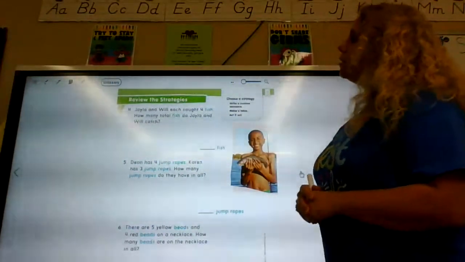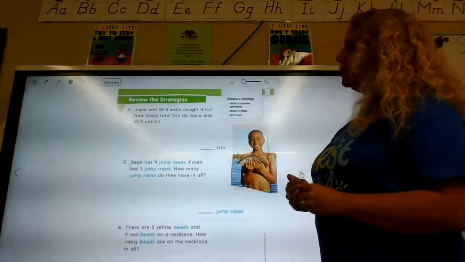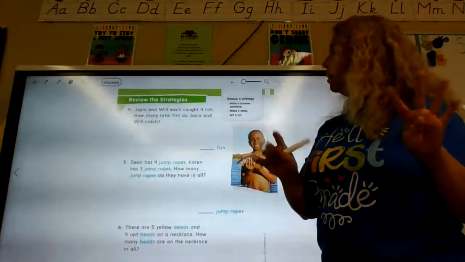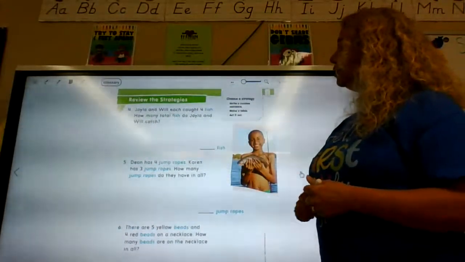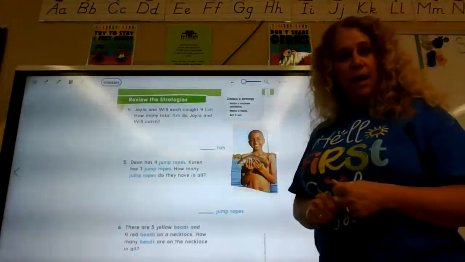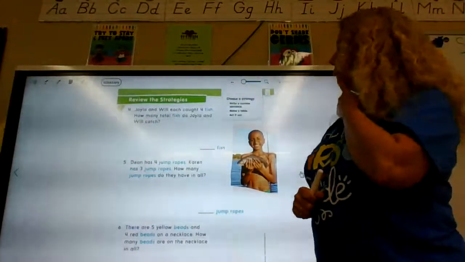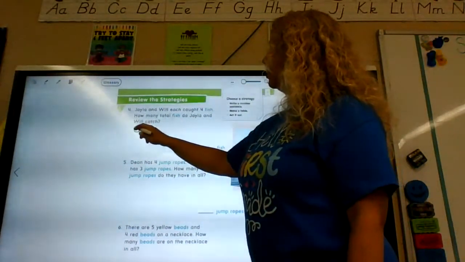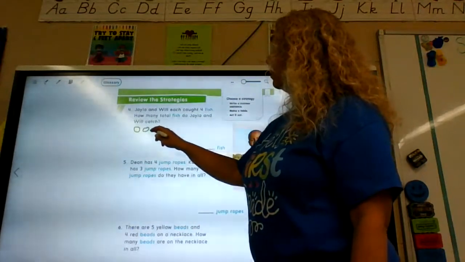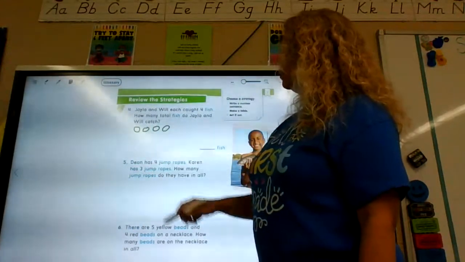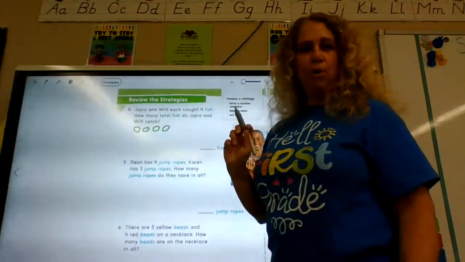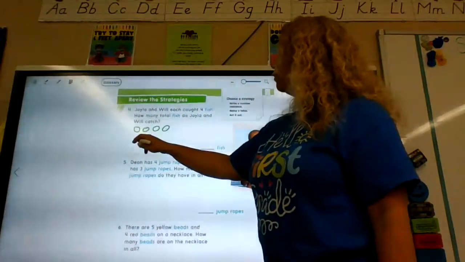Okay. So Jayla and Will each caught 4 fish. So they both caught 4. How many total fish do Jayla and Will catch? Well, let's see. Let's draw Jayla's fish. She caught 4. And Will also caught 4 because they both caught 4. So let's draw 4 more.